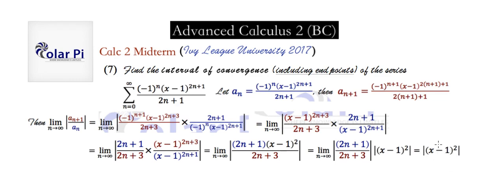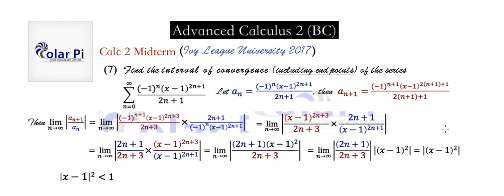Now what we said is we take the limit as n goes to infinity of the absolute value of the quotient a_(n+1) over a_n, and we require that it be less than 1 in order for it to converge based on the ratio test.